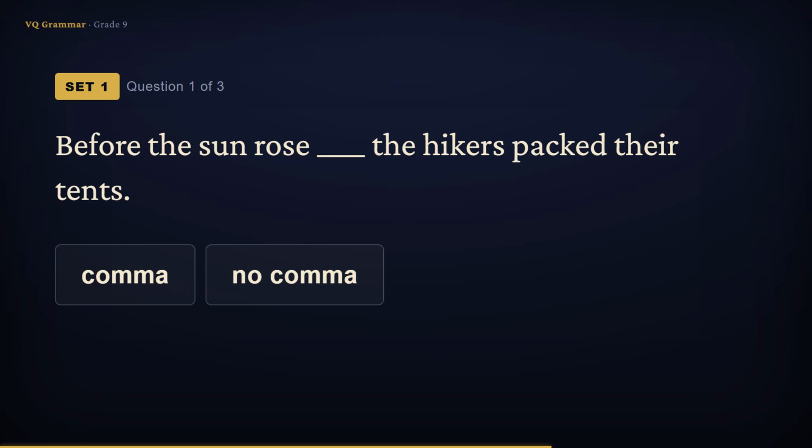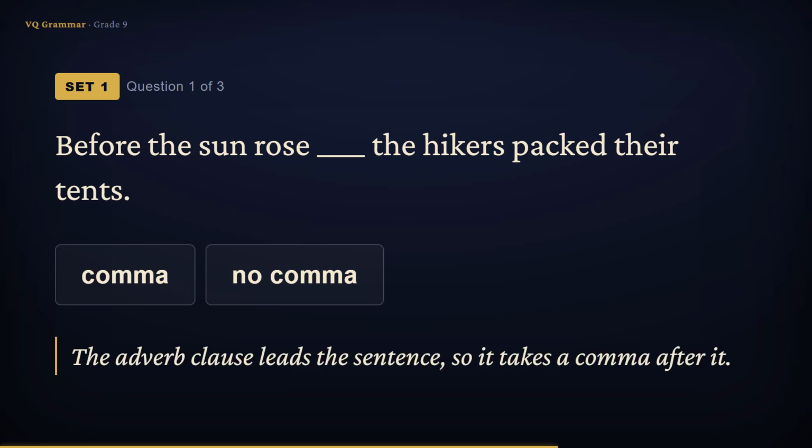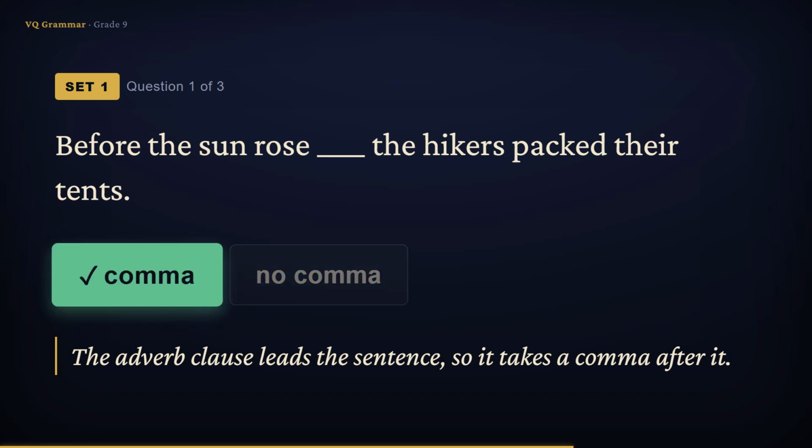Before the sun rose, blank, the hikers packed their tents. Where does the clause sit? Before the sun rose comes first. It opens the sentence. And a clause that leads always takes a comma. So the answer is comma.